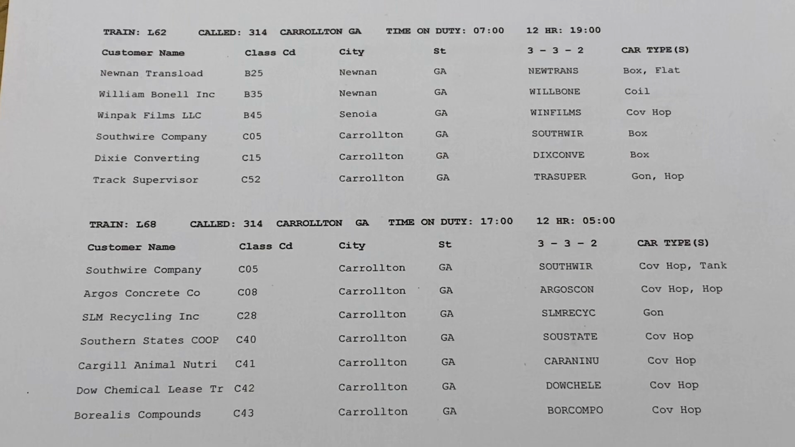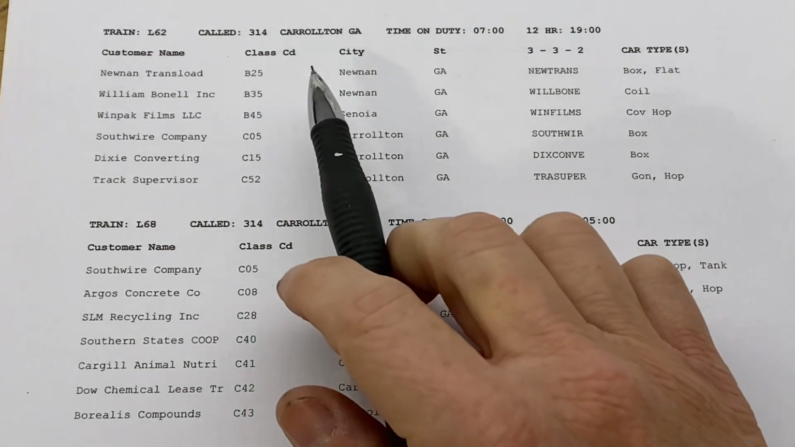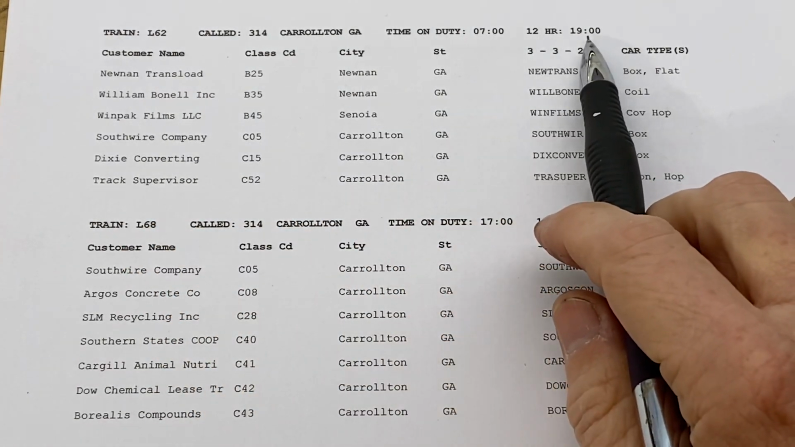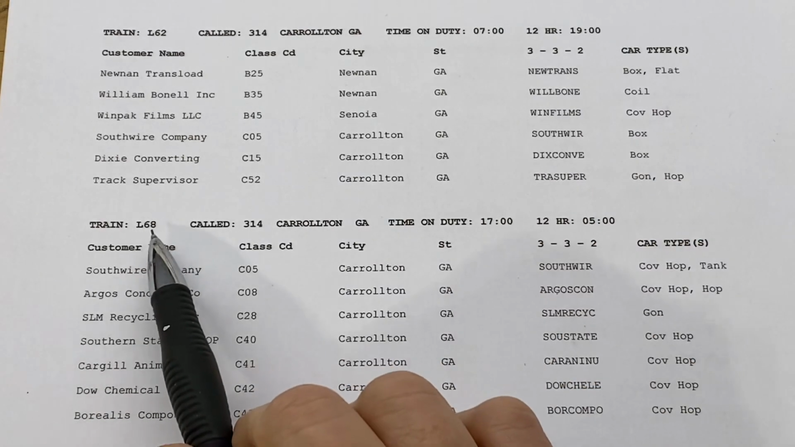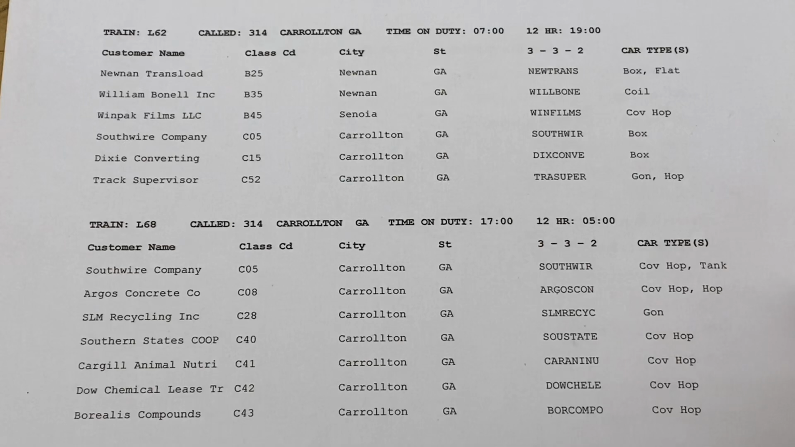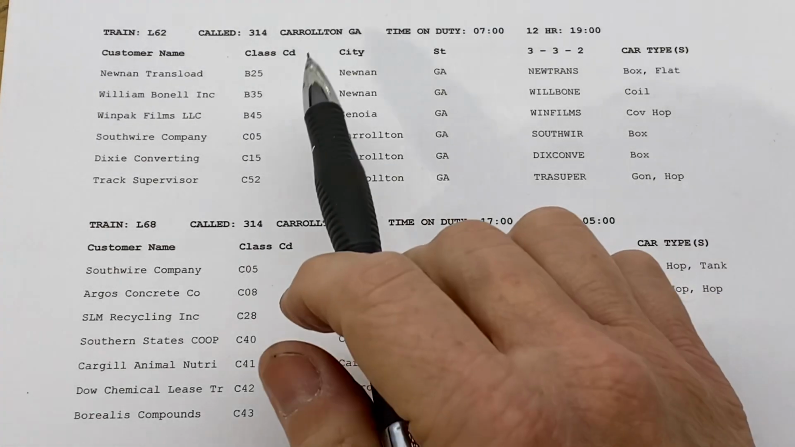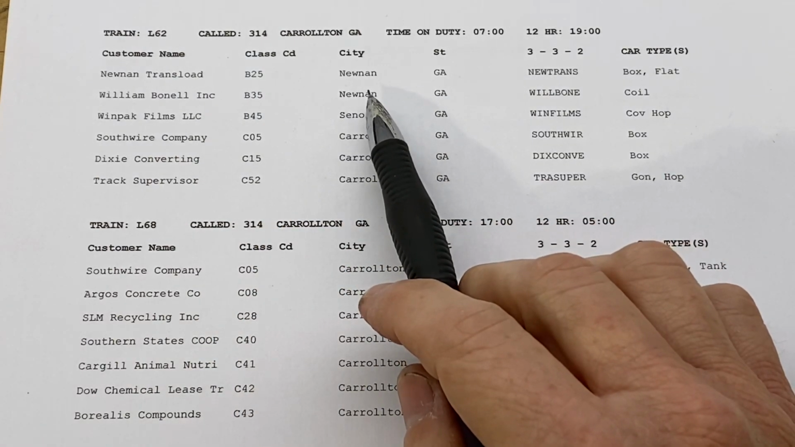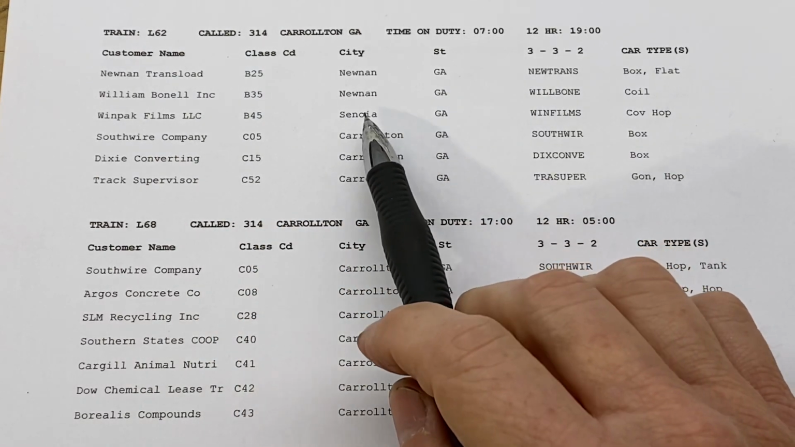So the last two locals are what we call road switchers, are the ones that work in Carolton. And you have a 7 a.m. job, L62, and it logs out at 7 p.m. And it's L68 that goes on duty at 5 p.m. and logs out at 5 a.m. So pretty much got these divided up. This L62 is the Noonan turn, runs down to Noonan all the way to Sonoya and back.